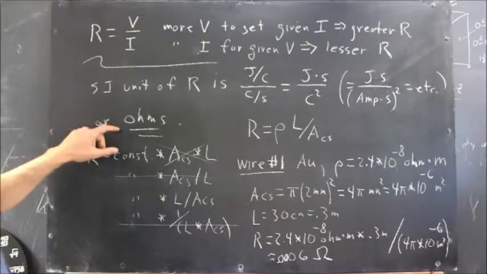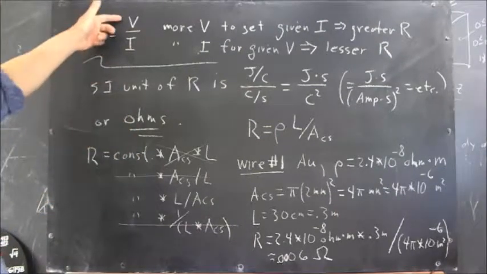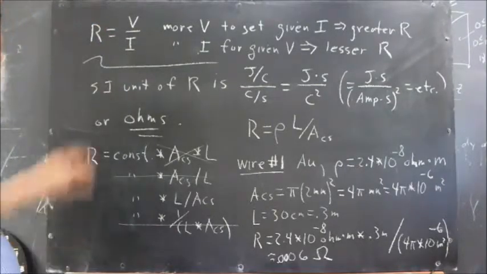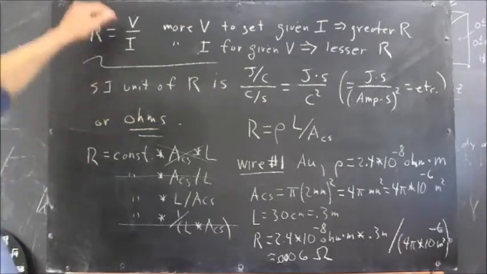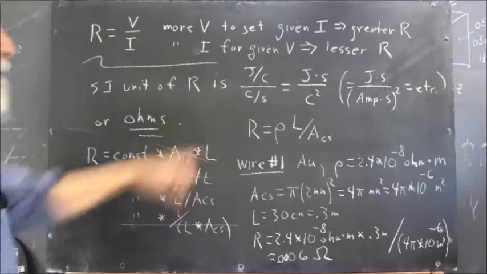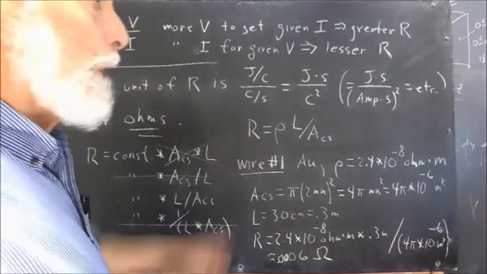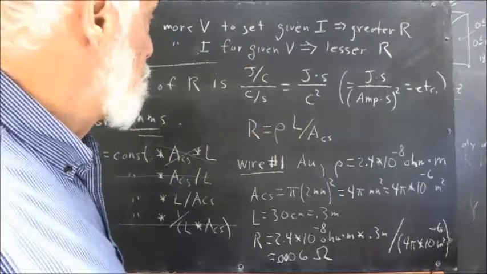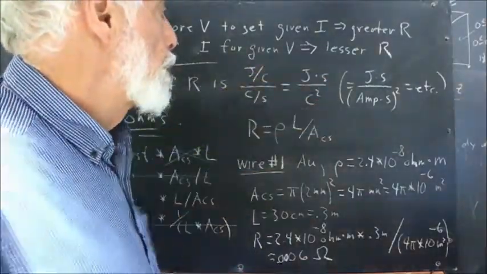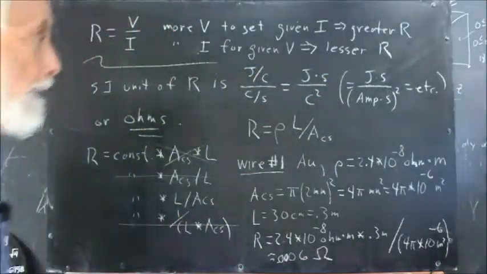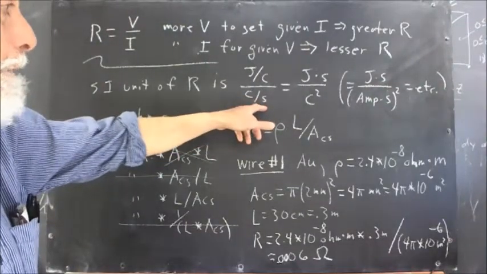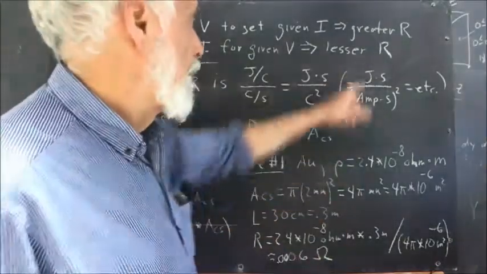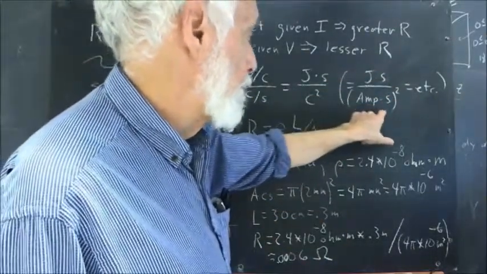One unit of resistance, 1 ohm, would go with 1 unit of voltage, which is 1 volt, and 1 unit of current, which is 1 amp. So the SI unit of resistance is the volt over the amp. Now, a volt is a joule per coulomb, an amp is a coulomb per second. When we divide a joule per coulomb by a coulomb per second, we get a joule second per coulomb squared. Now, an amp is a coulomb per second, so a coulomb is an amp times a second. So what we get here is joule seconds over amp seconds squared.